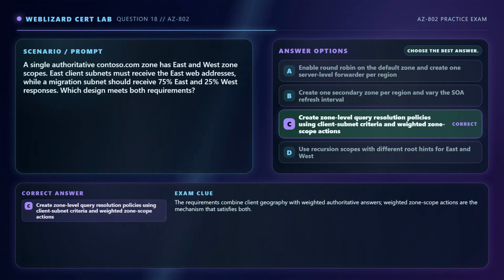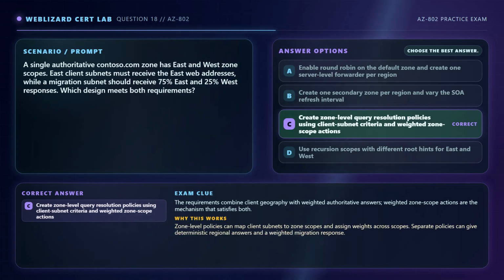Lock in your answer. The correct answer is C. Create zone-level query resolution policies using client subnet criteria and weighted zone scope actions. Zone-level policies can map client subnets to zone scopes and assign weights across scopes. Separate policies can give deterministic regional answers and a weighted migration response. The requirements combine client geography with weighted authoritative answers. Weighted zone scope actions are the mechanism that satisfies both.